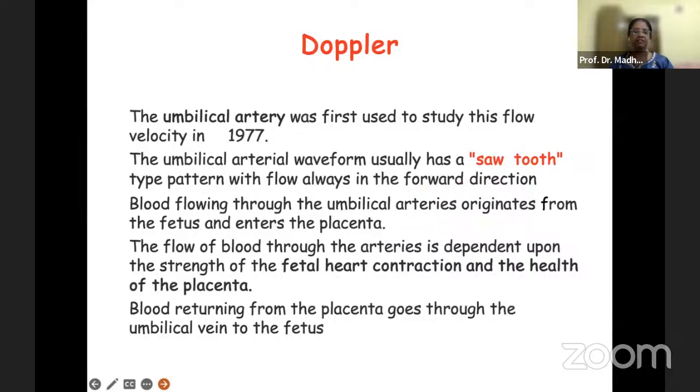Okay, the umbilical artery Doppler was first used in 1977. And usually the umbilical artery, I'll show you pictures in the next slides, has a waveform or a sawtooth appearance. And always the flow will be in a forward direction. Blood flowing through the umbilical arteries originates from the fetus, pumped from the baby's heart, and enters the placenta. The flow of the blood through these arteries is dependent upon the fetal heart strength and the health of the placenta. And the blood returning from the placenta goes to the fetus via the umbilical vein.